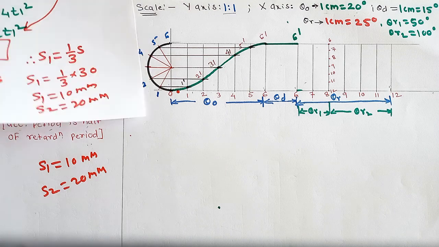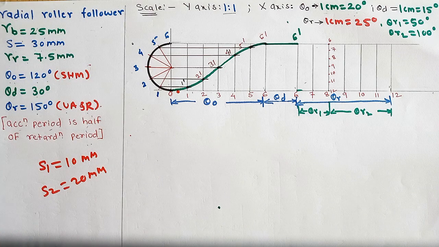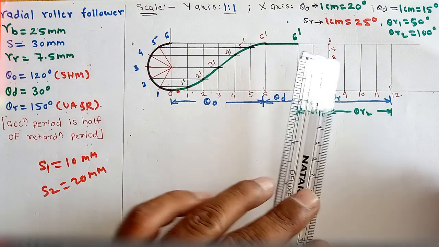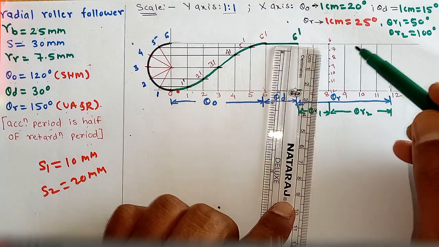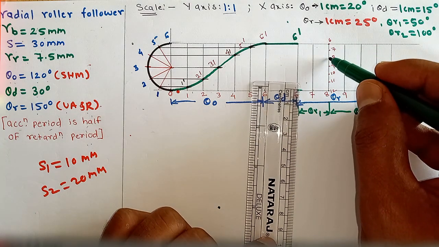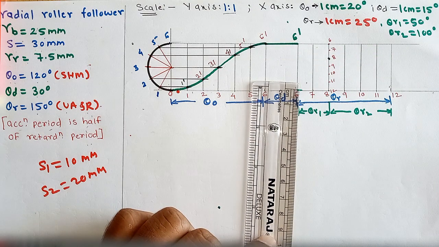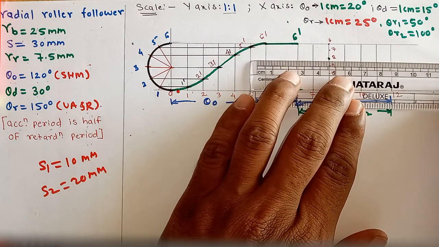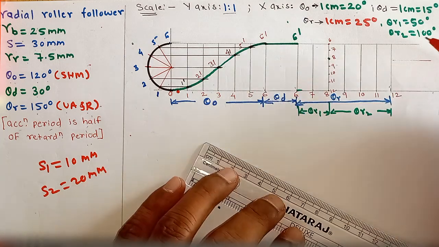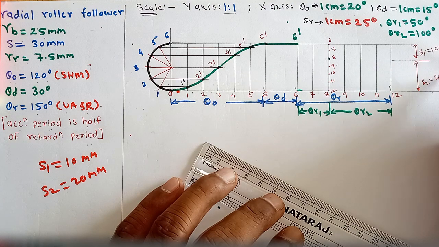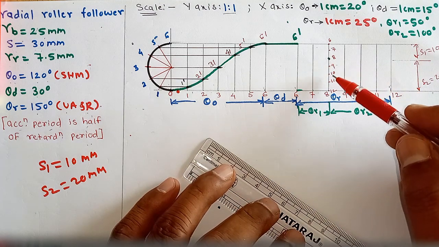So let us plot this displacement on the y-axis. We have divided this 30 millimeters into 6 equal parts, so each division is of 5 millimeters. So S1 is 10, 5 plus 5. This is the end of acceleration period. So this is S1, which is 10, and this is S2, which is 20, 5 plus 5 plus 5 plus 5.